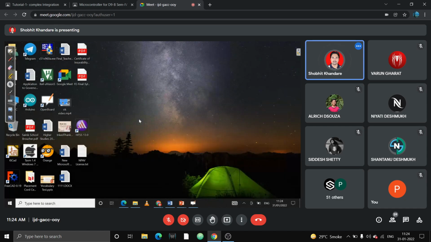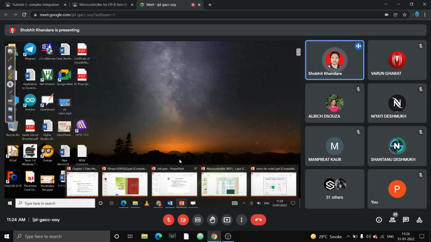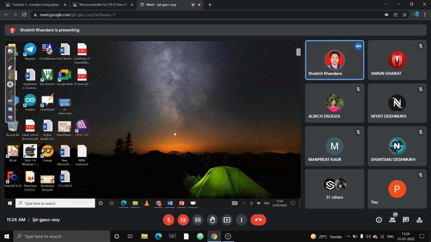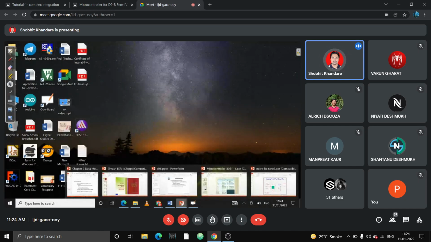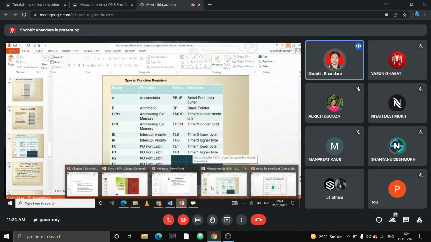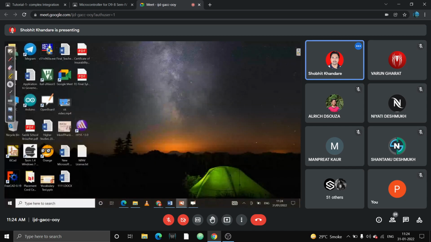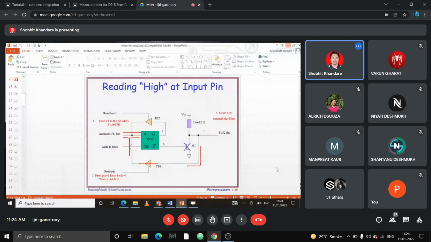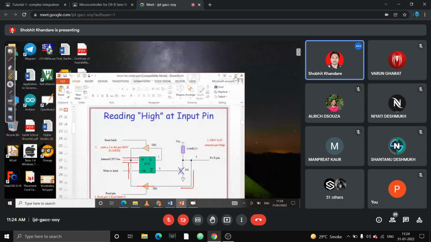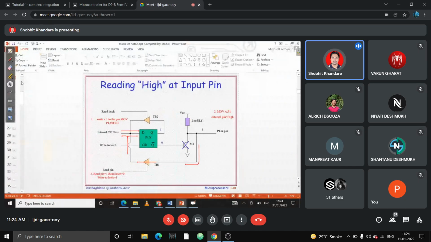ठीक है, नहीं हो रहा है, आज के दिन रहने देते हैं वैसे ही। I will start with the explanation now. My screen is visible to everyone? Yes. ठीक है. I think last time I have done the basic blocks of 8051. So let me show you that block. So everyone please pay attention now.